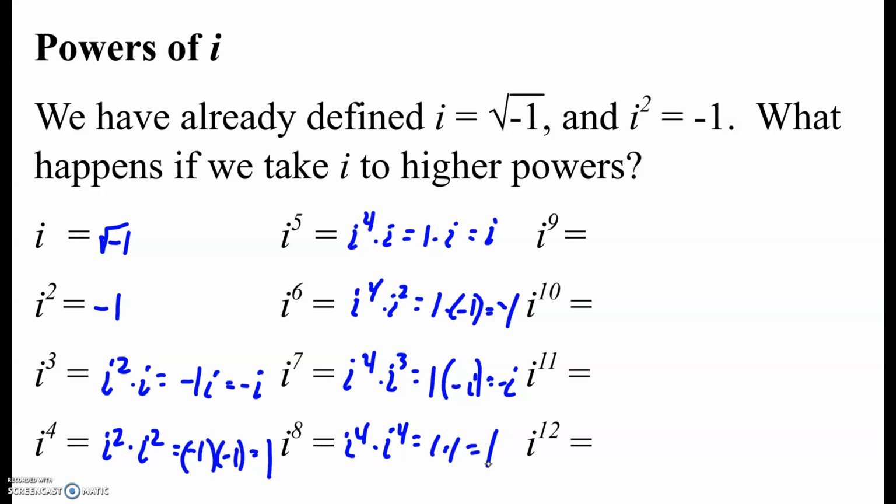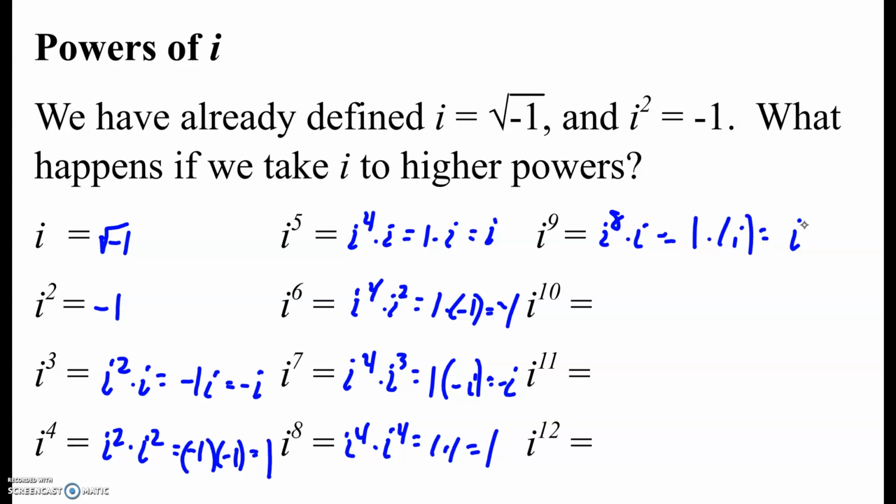Notice these first two columns: i, -1, -i, +1. These powers form a cycle. Every 4 powers repeats. So if you get i to the ninth, that would be i to the eighth times i. i to the eighth from the previous column is 1, times i, which is i.